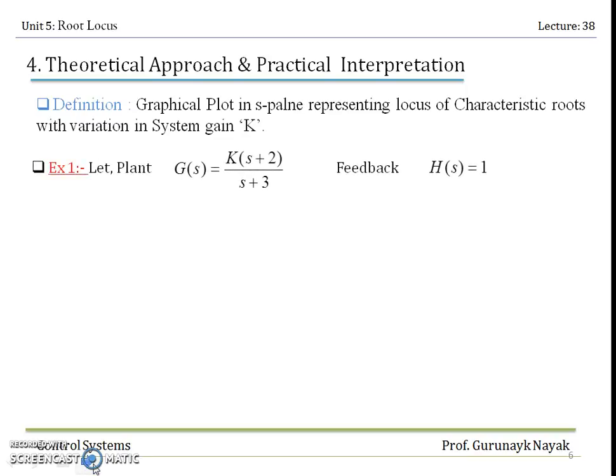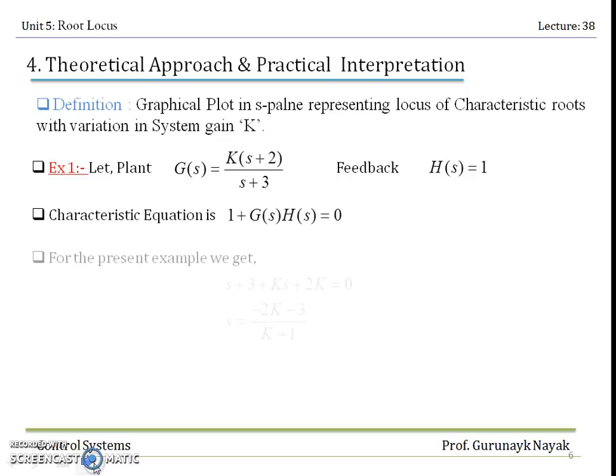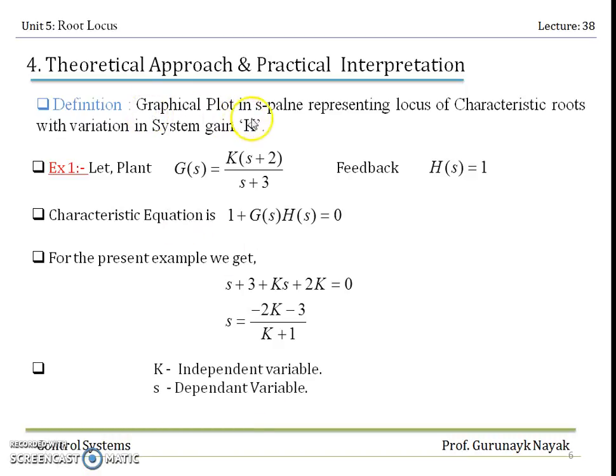For example, let the plant transfer function G be given by k times (s plus 2) divided by (s plus 3), with the feedback being unity. The characteristic equation is 1 plus GH equal to 0. Therefore, for the present example, what we get is s equal to (minus 2k minus 3) divided by (k plus 1). So please highlight: the graphical plot in the s plane representing the locus of characteristic roots with a system gain k is the definition of root locus.